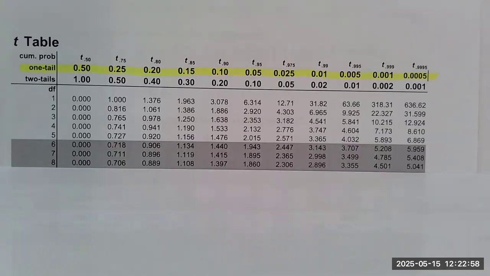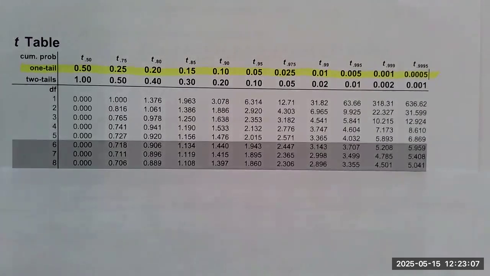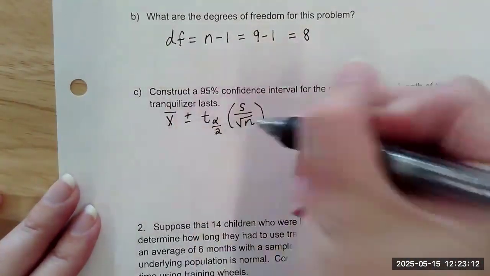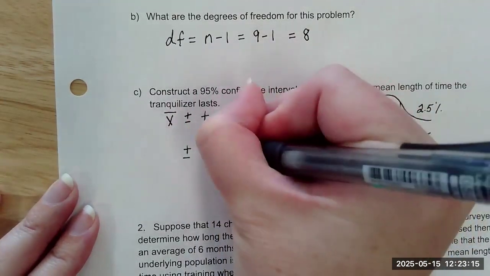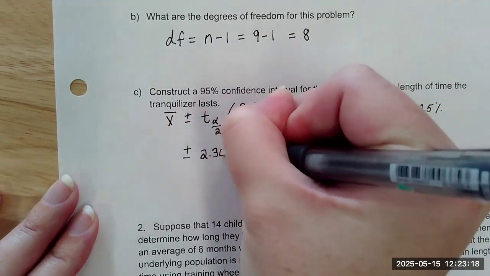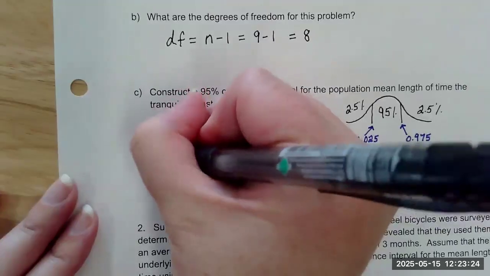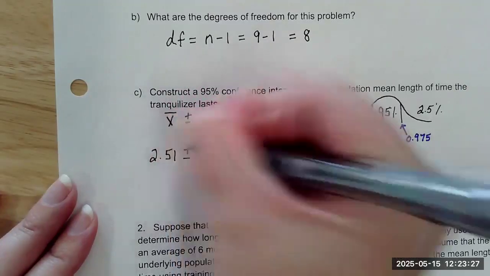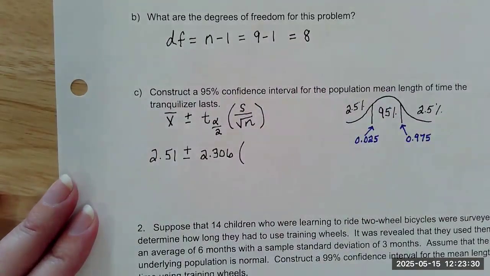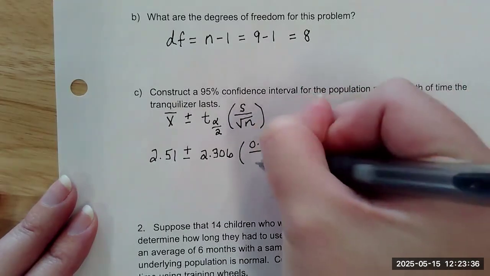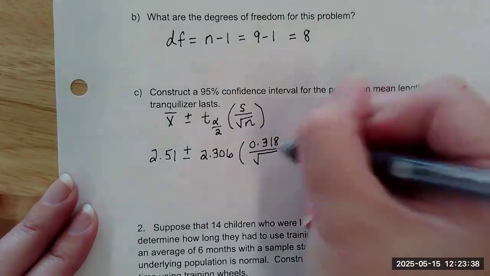So that means that we're in this column right here. And so the number that we want for t alpha over 2 is 2.306. So after the plus or minus sign, we're plugging in 2.306. My x bar you guys found for me was 2.51, so I'll put that first. And then we're multiplying by the s, which is 0.318, and we're dividing by the square root of n. n is 9.